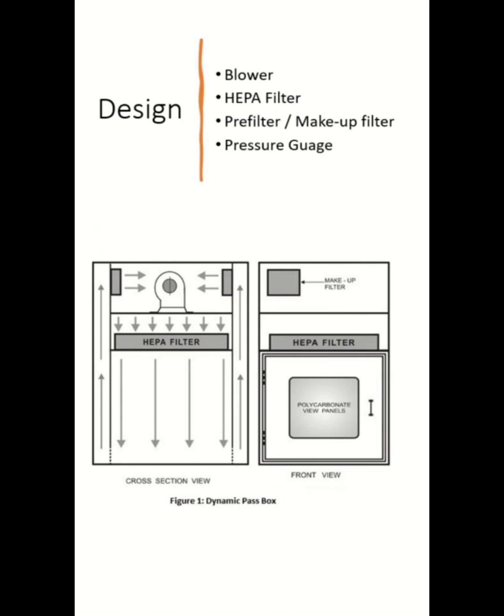If we closely look into the design of the pass box, it's normally built as an SS box with glass windows and magnetic doors to prevent opening, and it has an interlock. Whenever you open one door, the door at the other end will be closed automatically. It will have alarms and velocity control. The major parts installed are the blower, HEPA filter, pre-filter, or makeup filter, you can say, and a pressure gauge to measure the differential pressure between two areas.